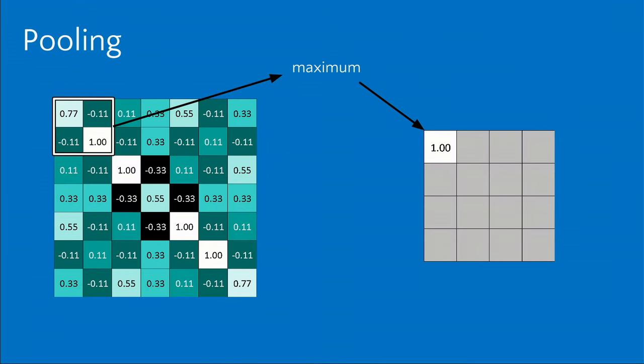To see how this works, we start with one of our filtered images. We have our window, which is 2 pixels by 2 pixels.